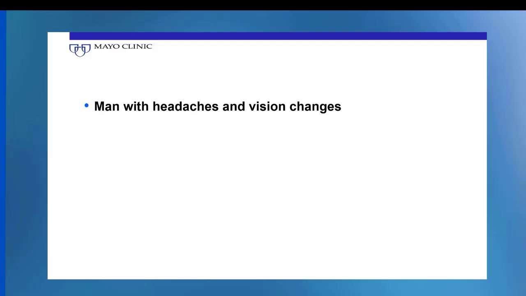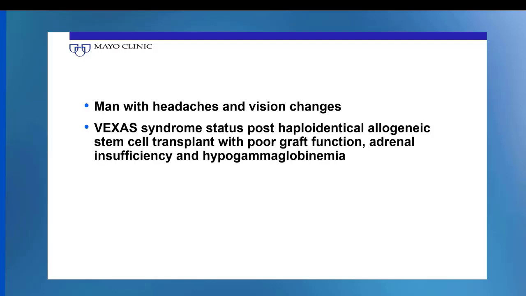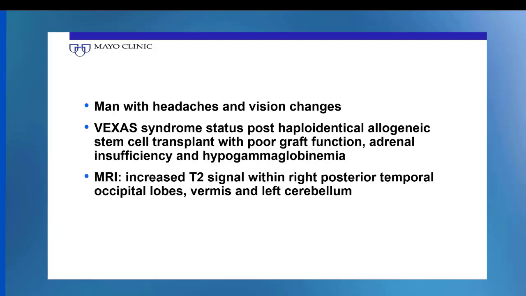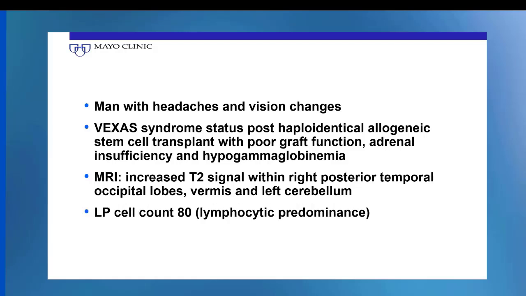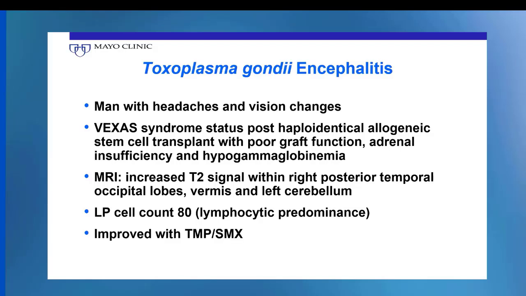This is a case of a man with headaches and vision changes. He had VEXAS syndrome and had undergone haploidentical allogeneic stem cell transplant. He unfortunately had poor graft function, adrenal insufficiency, and hypogammaglobulinemia. And he underwent an MRI that showed increased T2 signal in the right posterior temporal lobe, vermis, and left cerebellum. He had an LP that showed a cell count of 80 with a lymphocytic predominance. And his spinal fluid was sent to us for metagenomic sequencing and revealed Toxoplasma gondii, and he improved with treatment with trimethoprim-sulfamethoxazole.